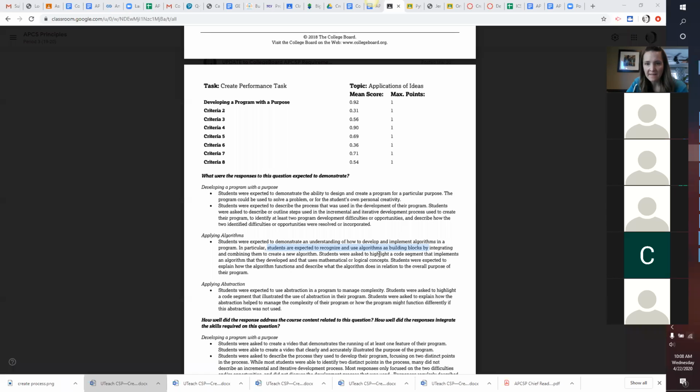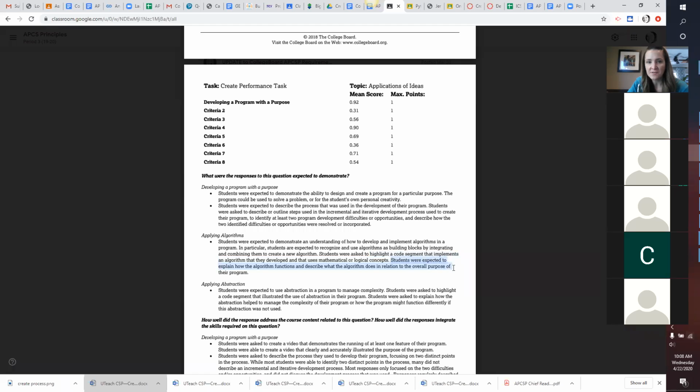They wanted you to highlight a code segment that implements the algorithm they developed that uses math or logic. So again, make it really easy. The way this algorithm uses math is, the way this algorithm uses logic is, one way math or logic concepts were introduced in this code is, and spell it out for them really clearly.